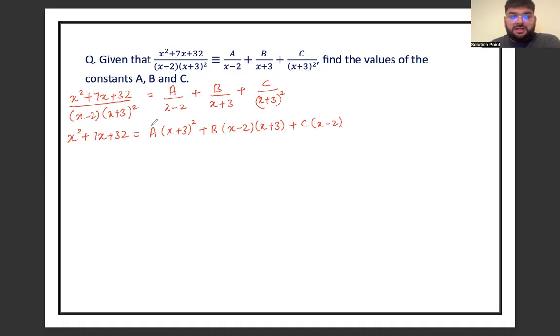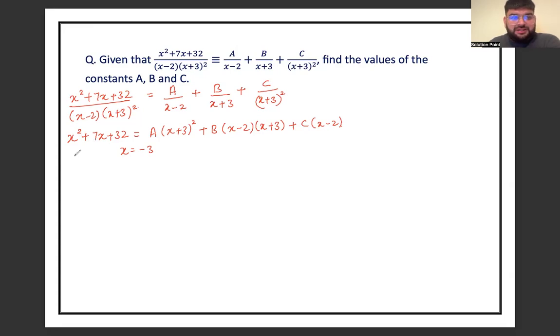Now, to work out the values of A, B and C, I will try to eliminate A, B and C each time. So let's start with A. To eliminate A, I need to put x as minus 3, because minus 3 plus 3 becomes 0, 0 squared is 0, and 0 times A is 0. In that case, this term becomes 0. So let's substitute x as minus 3 here.